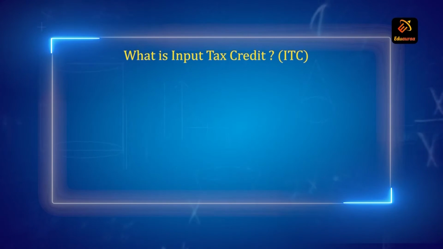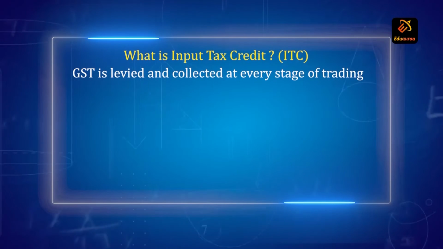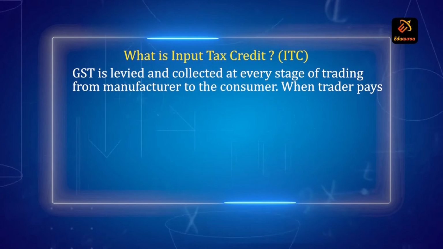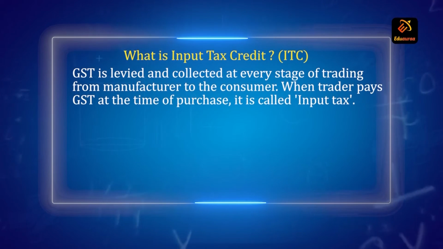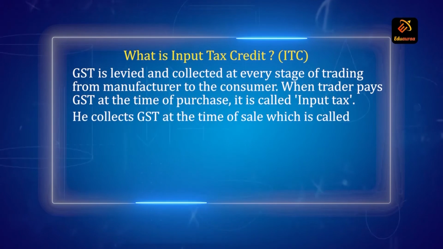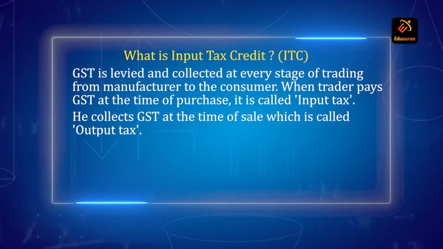In this case, the wholesaler and the retailer used their input tax as credit and got back all the GST paid by them. So, what is input tax credit? GST is levied and collected at every stage of trading from manufacturer to the consumer. When trader pays GST at the time of purchase, it is called input tax, and he collects GST at the time of sale, which is called output tax.